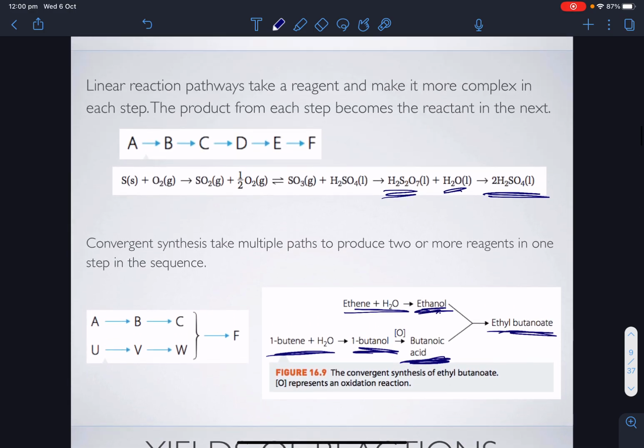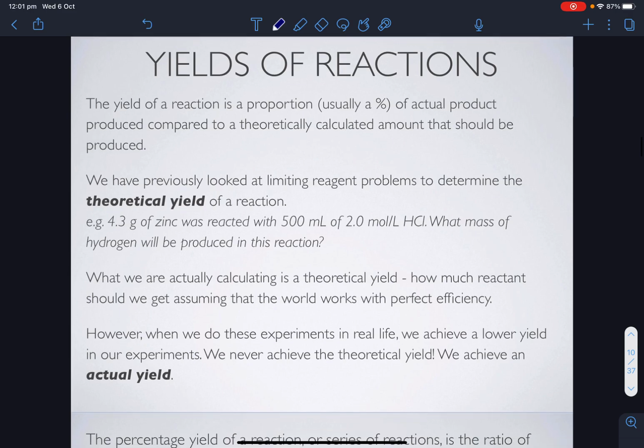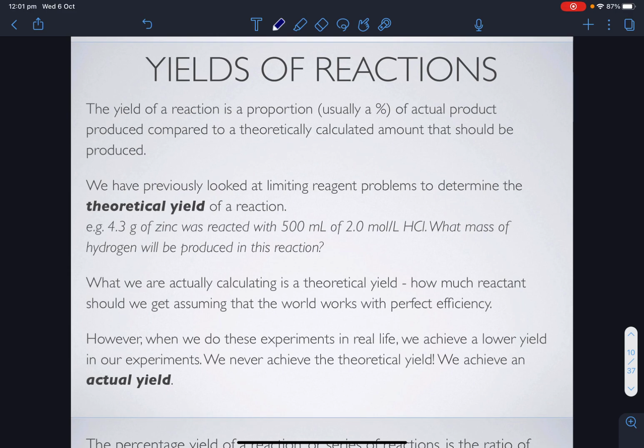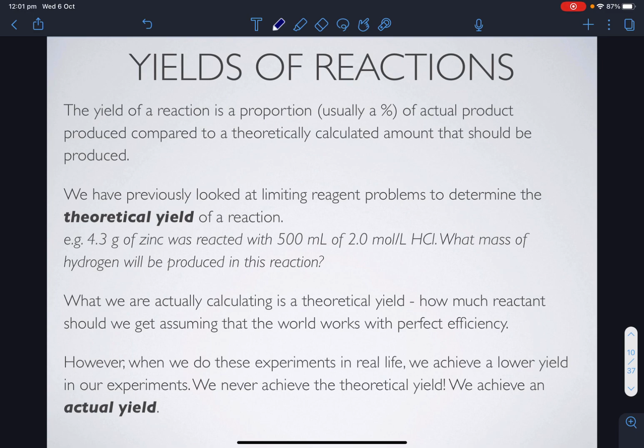So that's about as in-depth for synthesis as we go. You've got some tools to do this very simply. There won't be too hard questions in the HSC. The next little topic that we're going to tack on here is something called yield or reaction yield. So the yield of a reaction is a proportion, and it's usually expressed as a percentage, of how much actual product you get compared to a theoretically calculated amount.